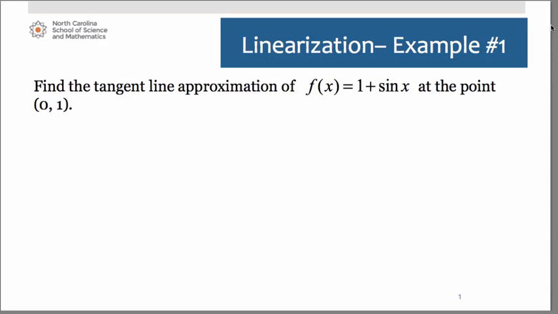Hello everyone, we're going to take a look at 3 examples of how to find a tangent line approximation, also known as a linearization, of a function at a specified point. One thing to keep in mind as we talk about linearization, what you're really doing is just writing the equation of a tangent line to the curve at that specified point.